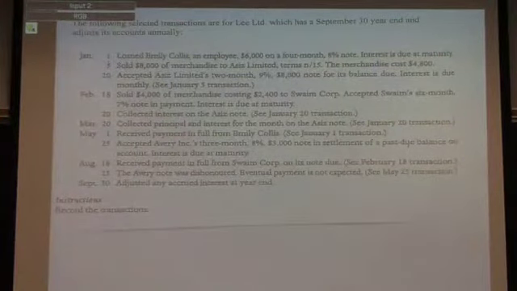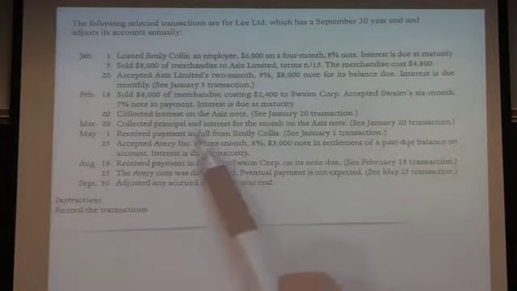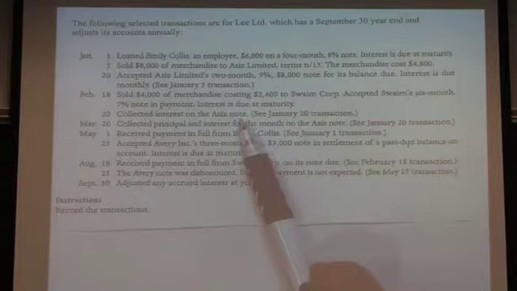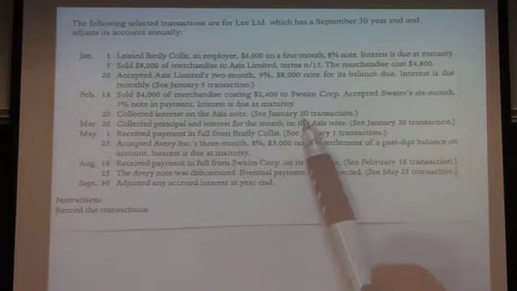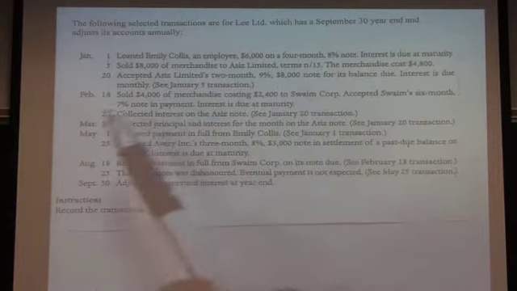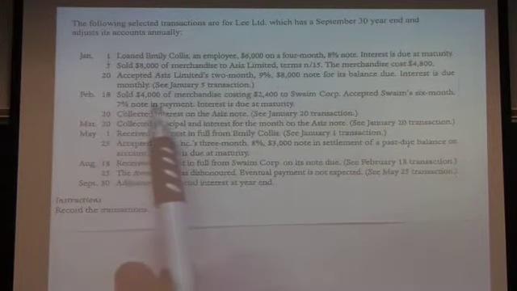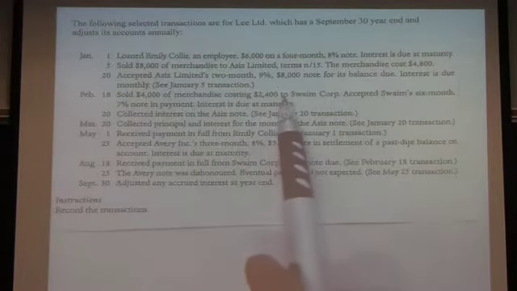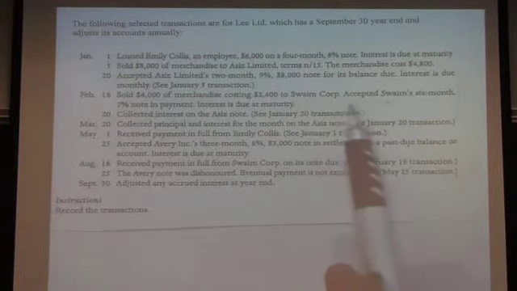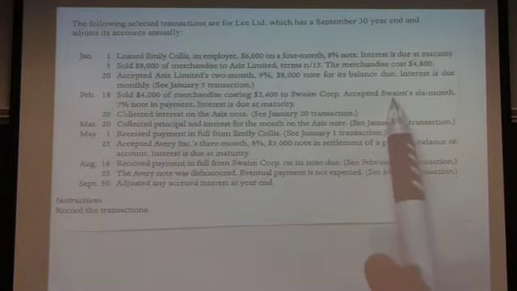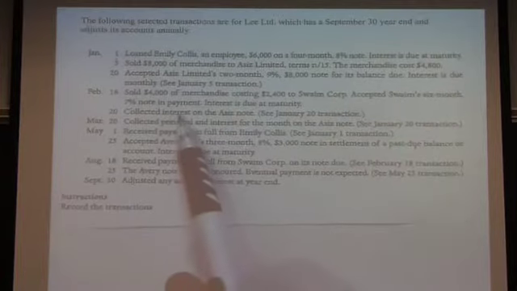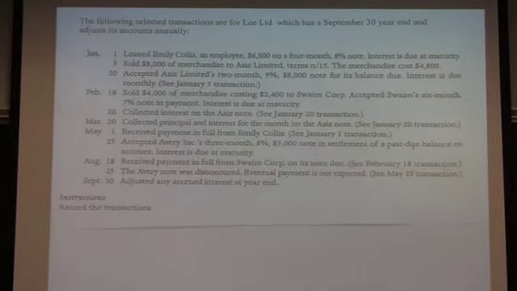The next transaction deals with they collected the interest on the Assist note. This is to do with the, sorry, I'm just jumping one ahead. On February the 18th, they sold $4,000 of merchandise costing $2,400 to Swaim Corporation. They accepted Swaim's 6-month 7% note in payment. Interest is due at maturity. So they are selling some more stuff to another customer. The way they're paying is through a note. So we'd have to account for it accordingly as well.